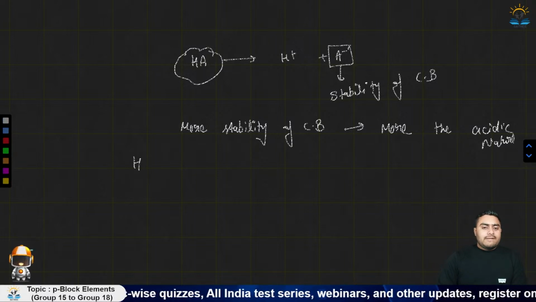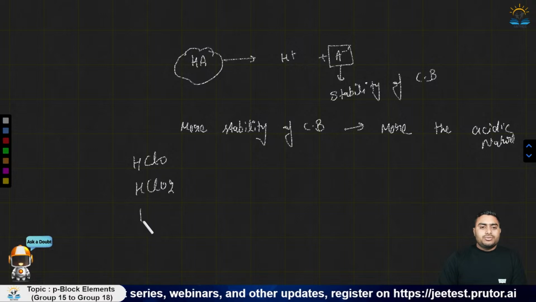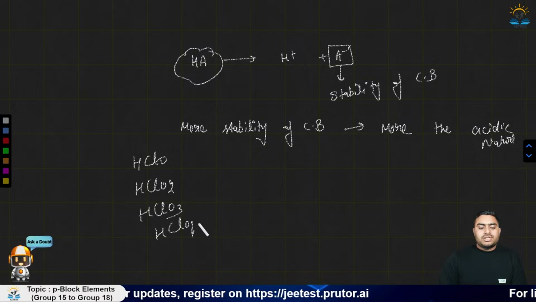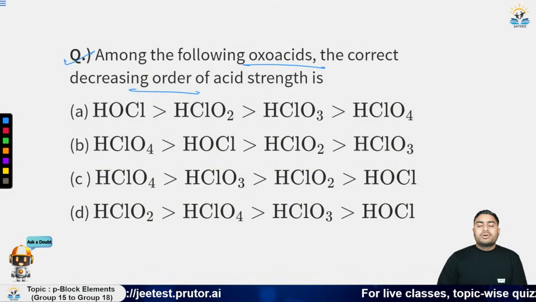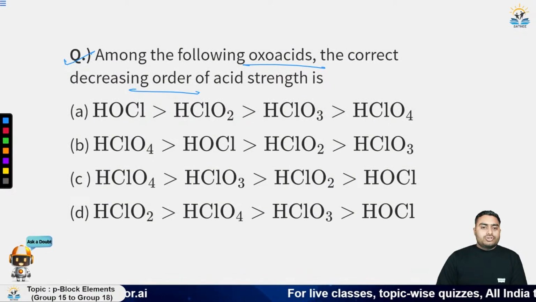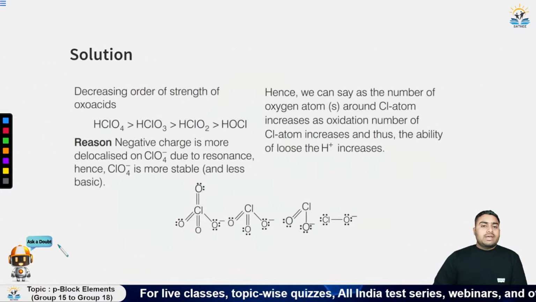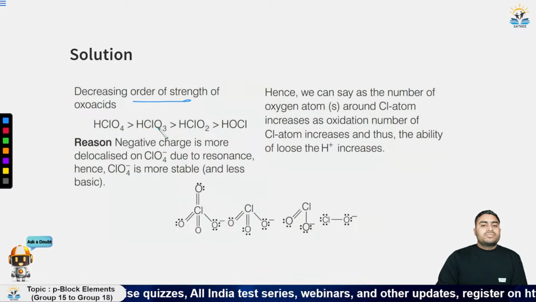So we are given HClO, HClO2, HClO3, HClO4. Four options are there. So you have to check only the stability of the conjugate ion. You can see the solution of this particular question. The answer will be C. How? You can see the decreasing order of strength of oxo acids: HClO4, then HClO3, then HClO2, then HOCl.